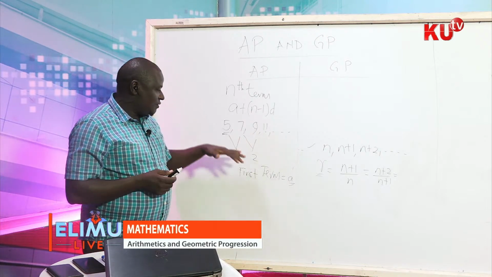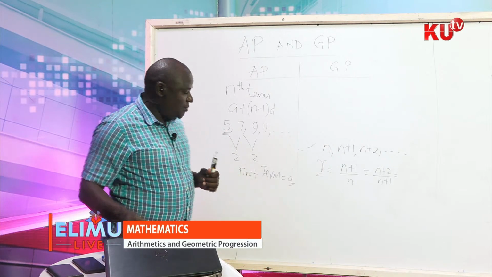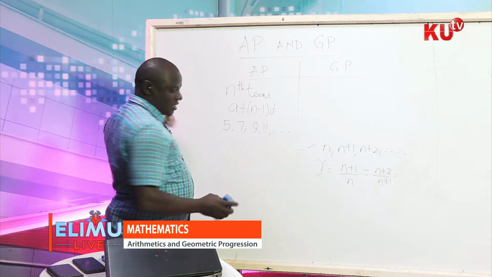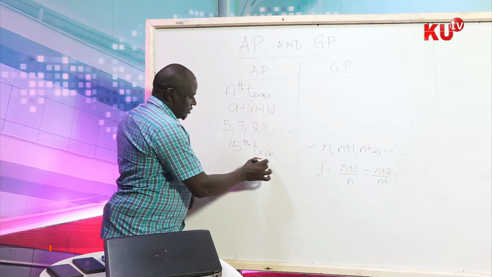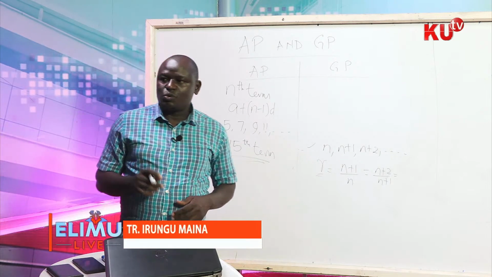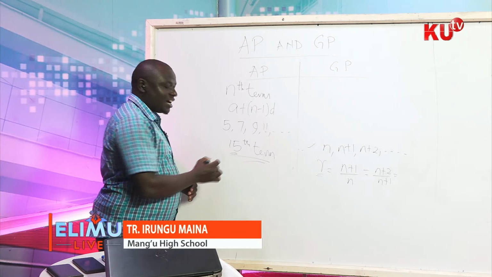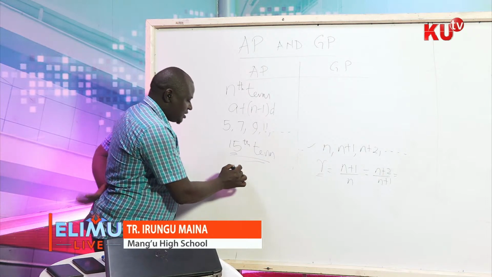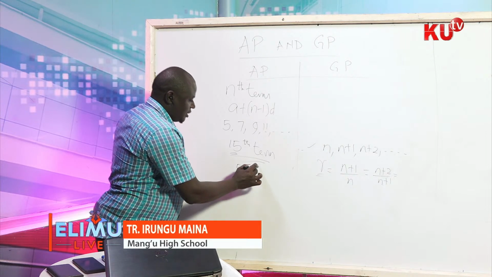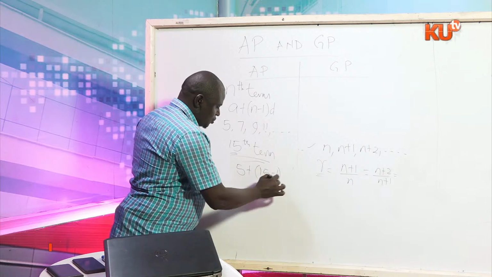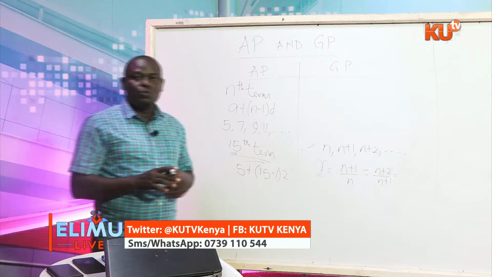Now, focusing on our example here, our A is 5. Suppose the examiner wants us to get the 15th term. How do we go about it? It simply means that our n is 15. In that case, we have A, which is 5, plus n minus 1, 15 minus 1 in brackets, multiplied by D. What is D? We found our D as 2.